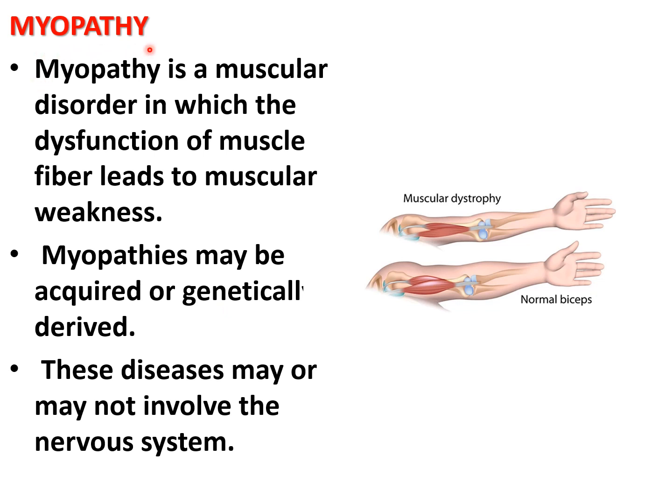So first of all, what is myopathy? Myopathy is a muscular disorder in which dysfunction of muscle fiber leads to muscular weakness. Myopathy may be acquired or genetically derived, and this disease may or may not involve the nervous system. In this figure you can see a normal biceps, and in this muscular dystrophy, a biceps muscle.